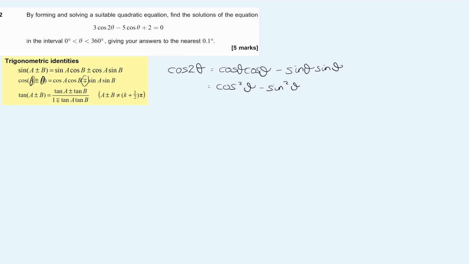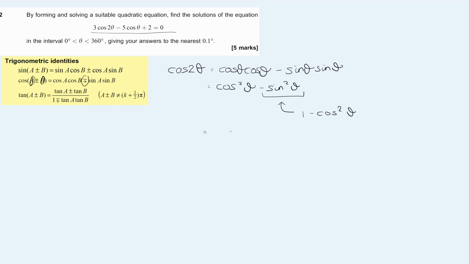Now, if you've already remembered these identities, then that's brilliant, but this is just what would happen if you'd forgotten them. Now, let's have a look at what we've got here. We've got a quadratic expression in cosine. So ideally, we don't want any sine terms in there, because that's going to make things very, very difficult. From core 2, you'll remember sine squared plus cos squared is 1, and we can rewrite that as sine squared is 1 minus cos squared.